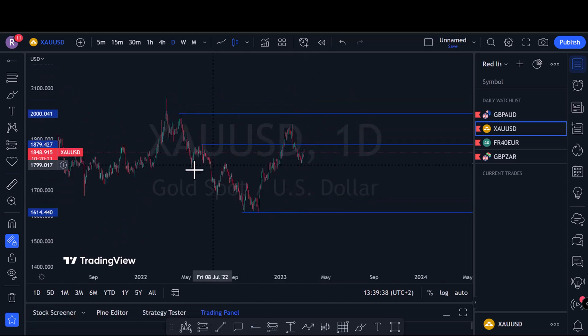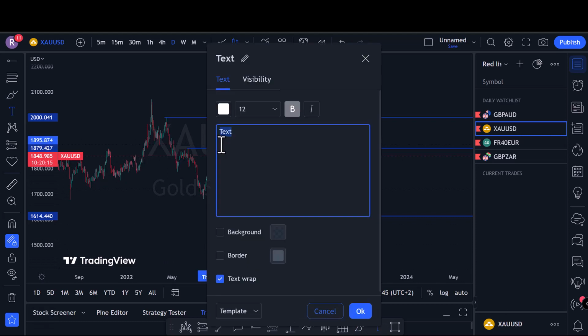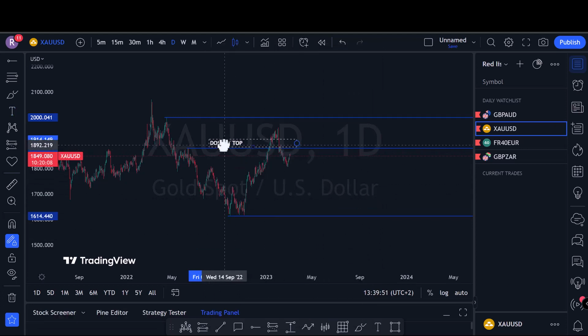So what happened here was we had a double top. See, we had a double top right there, so we can write there, double top. What does a double top imply? A double top implies that there's going to be a possible reversal to the downside. So this is the double top formation over here.